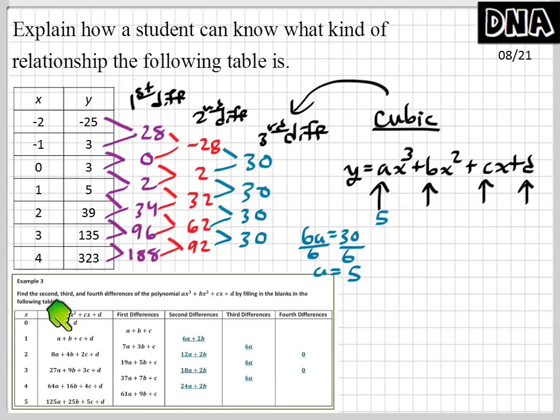If you guys look right here, if we plug in 0, we're left with D. All the terms with an x value get eliminated because anything times 0 is 0. So we're left with D. So what did we get up here when we plugged in 0? We got a 3. So that means the D right there is a 3. So we found the D, we found the a.